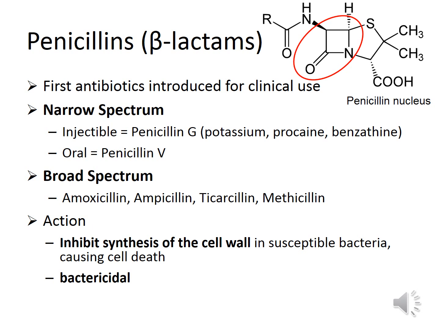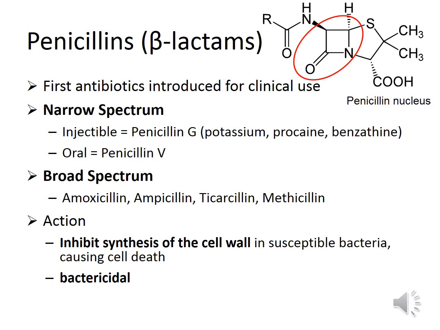So how does it work? Well, penicillins actually inhibit the synthesis of the cell wall in the bacteria. And it does that by inhibiting the formation of what we call the peptidoglycan crosslinks. If you remember from microbiology, those are important crosslinks that we have in bacteria that maintain the integrity of the cell wall.